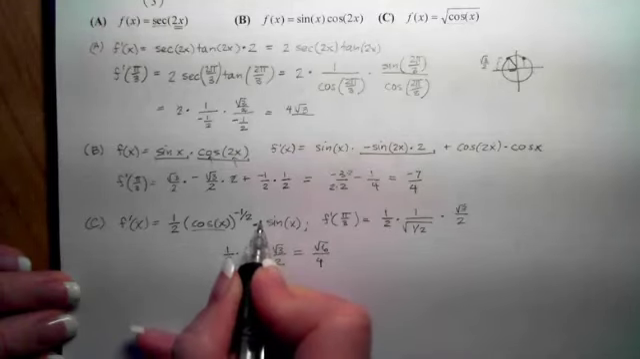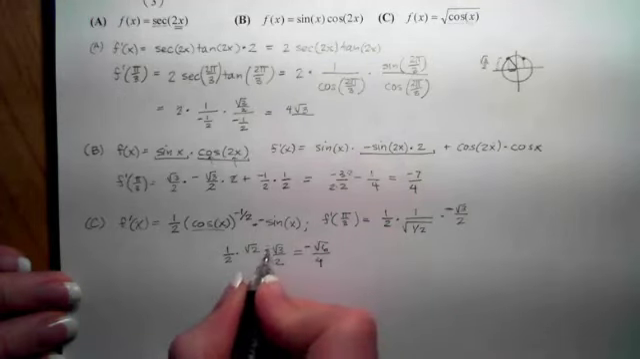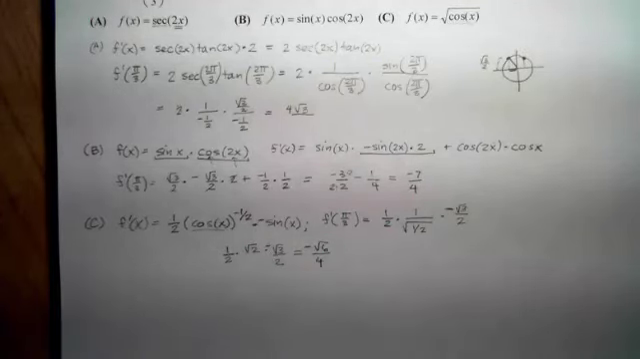And we neglected that the derivative of cosine is negative sine. So we end up with a negative. Sorry about that. And we're done.